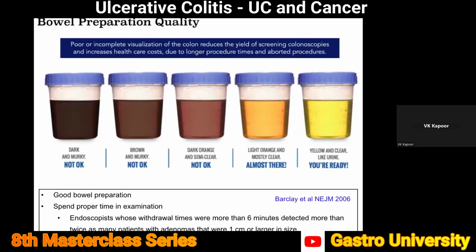So other than these ultra fancy modalities, the basic things are very important. Bowel preparation has to be very good. If bowel preparation is not very good, then you won't be able to see anything, whatever modality you might use. And we have to spend proper time in examination. There is data to substantiate this fact also: endoscopies whose withdrawal time was more than 6 minutes detected more polyps than those who finished endoscopy in less than 6 minutes. So spending time and good preparation are very important.